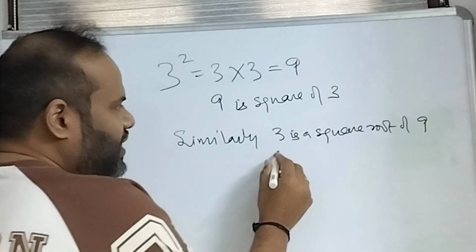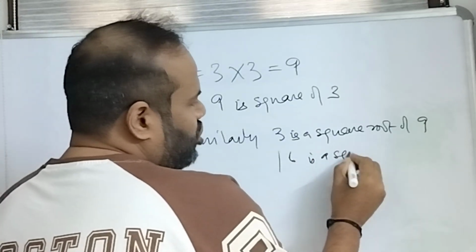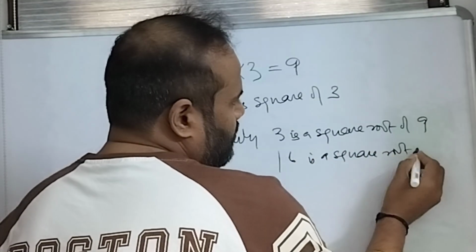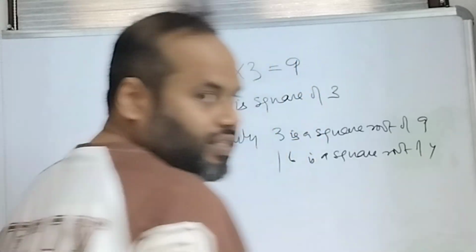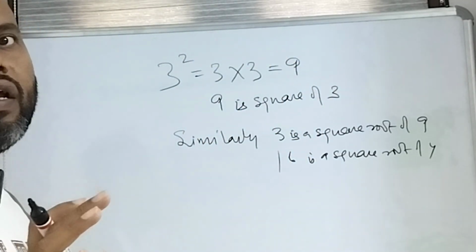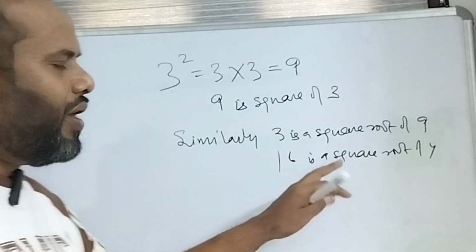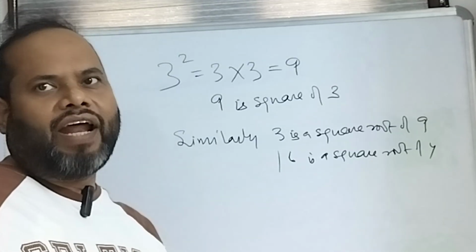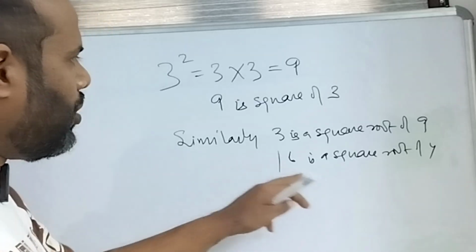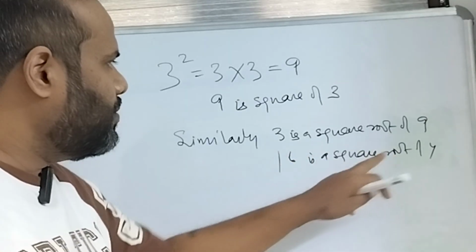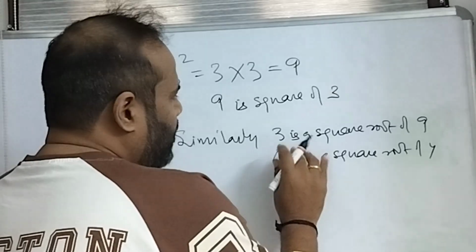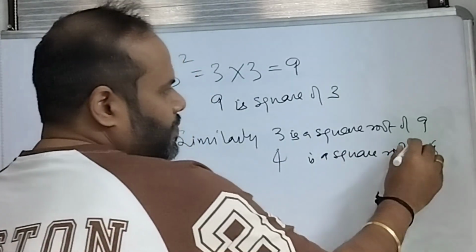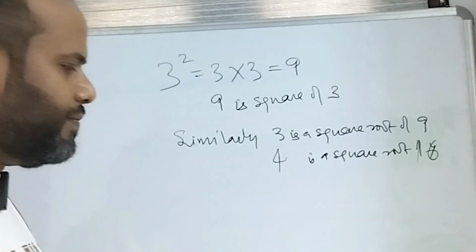Similarly, 4 is the square root of 16. This is the way to find out the square root. Square root is the native number with which it is self multiplied to get a square. So 3 is the square root of 9. Similarly, 4 is the square root of 16. So this you have to remember.